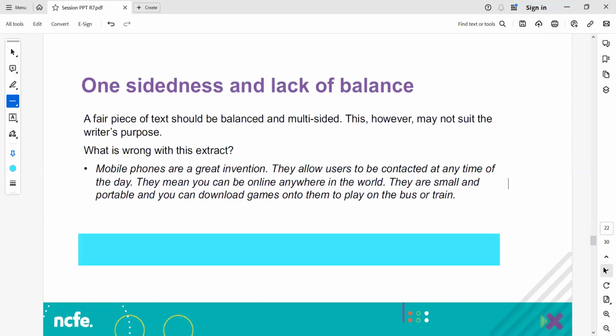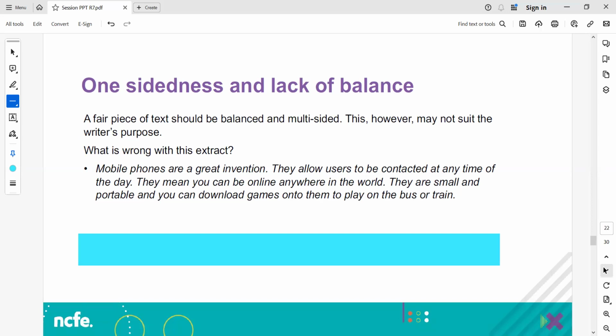Okay. So one-sidedness and lack of balance. A fair piece of text should be balanced and multi-sided. This, however, may not suit the writer's purpose. So can you tell me what is wrong with this extract?